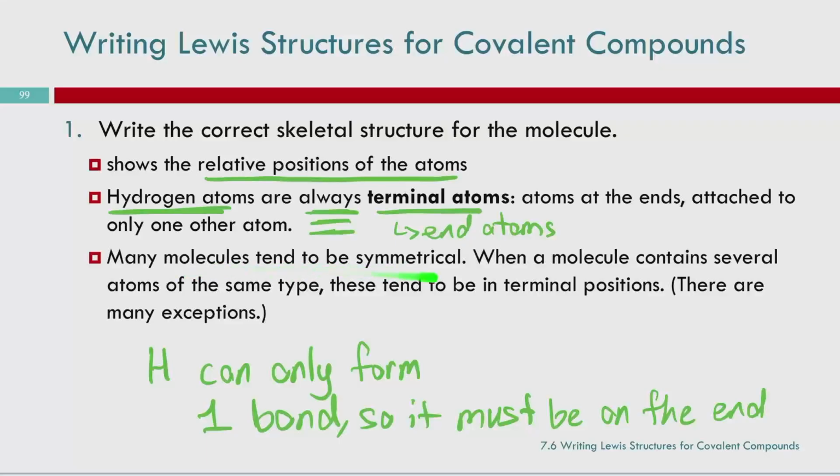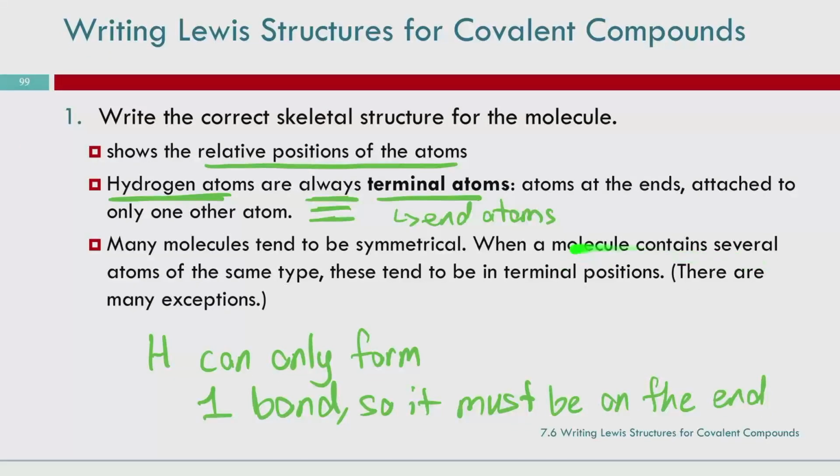Also, many molecules tend to be symmetrical because it's more stable. And so when a molecule contains several atoms of the same type, the same element, they tend to be in terminal positions, or we tend to have some mirroring between the left and the right, or the top and the bottom, or however you choose to draw it.